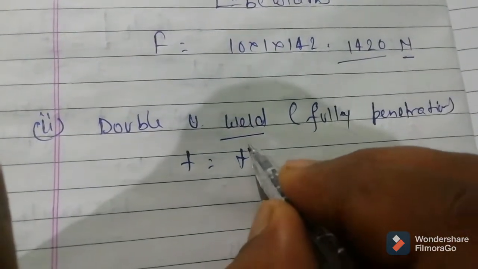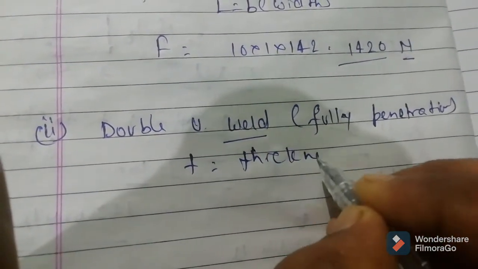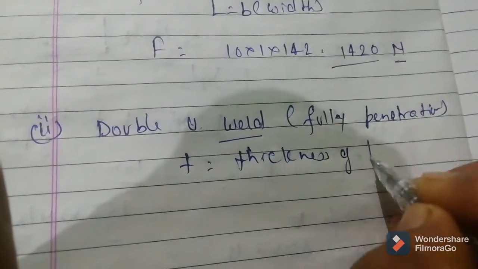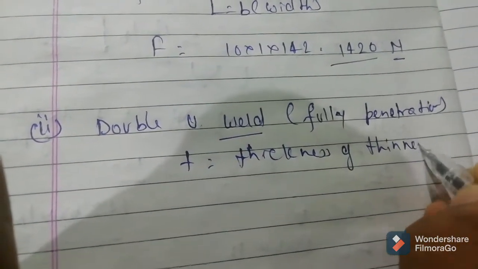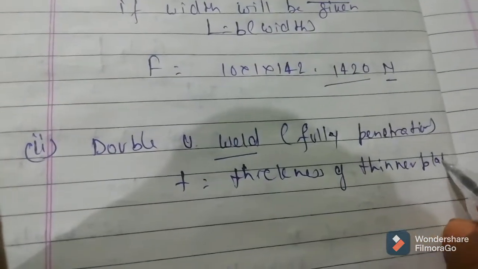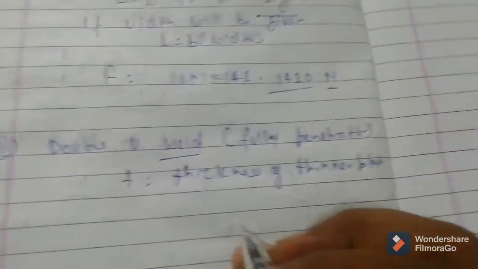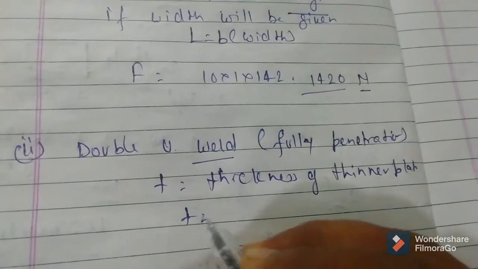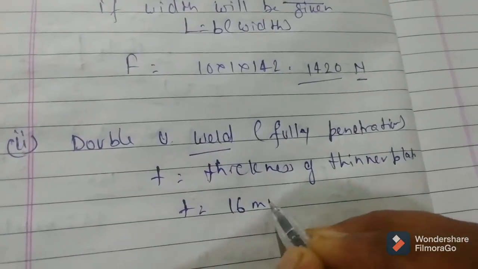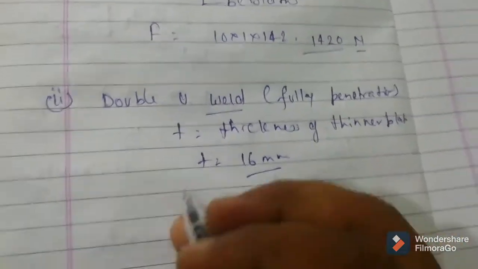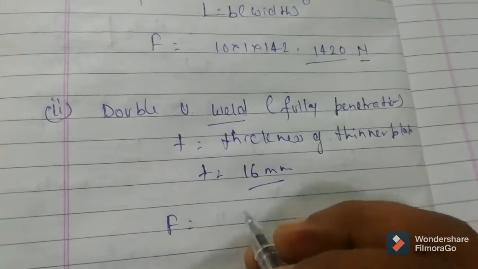So here, thickness of thinner member, thickness of thinner plate. Now here you are going to take T equal to 16 mm. Now you are going to find the force that can be resisted by this joint.